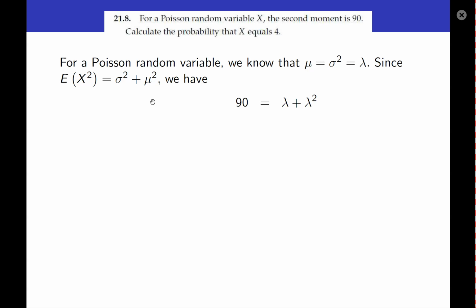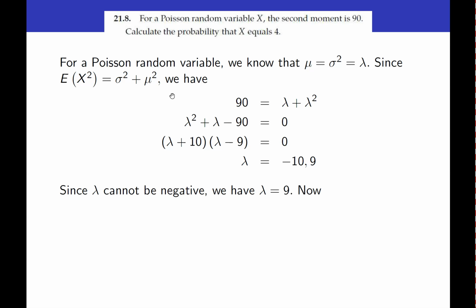So now we can figure out what lambda has to be, setting those two pieces equal to each other. We know that the second moment is 90. That has to be lambda plus lambda squared, just plugging directly in what we know. Lambda is the variance, lambda is the mean squared. Set it equal to 0 and factor, which gives us roots of negative 10 and 9. Now again, Poisson random variables are numbers of occurrences in a time interval, so lambda can't be negative, or 0 for that matter. So we have to have that lambda is equal to 9.